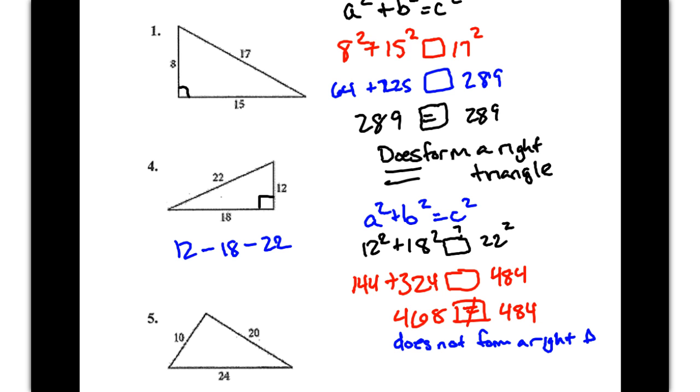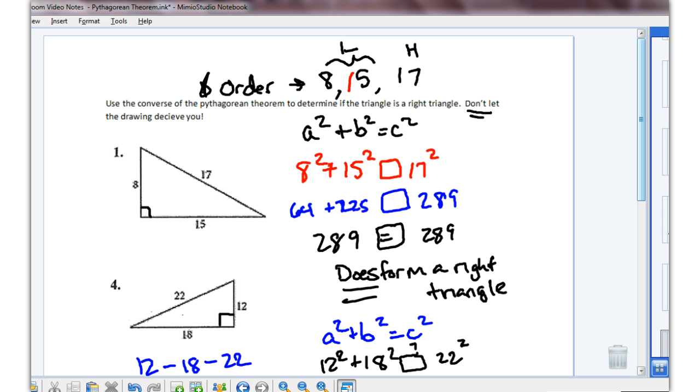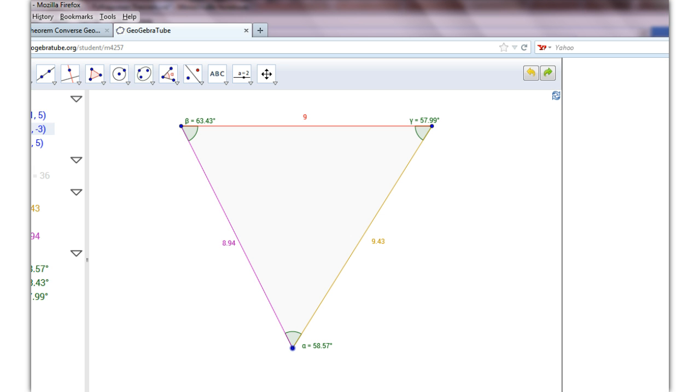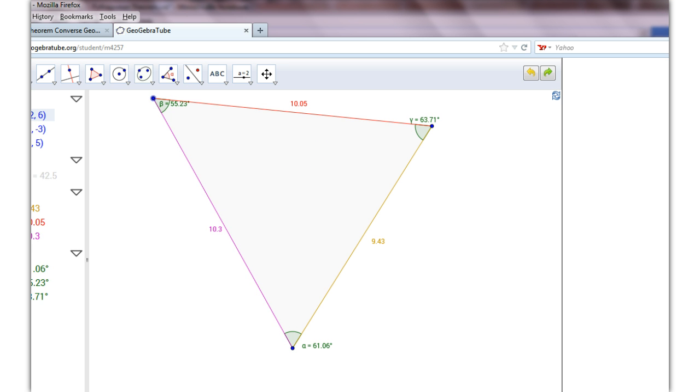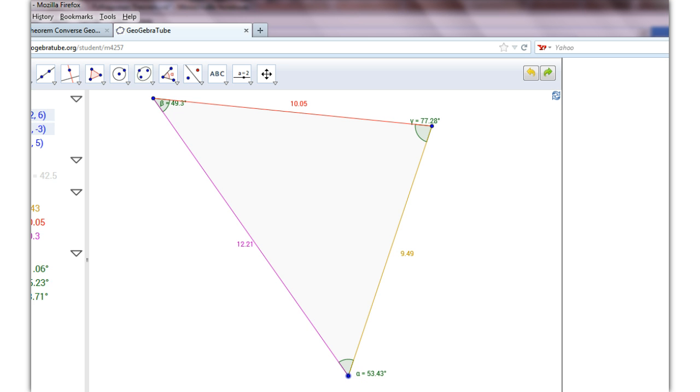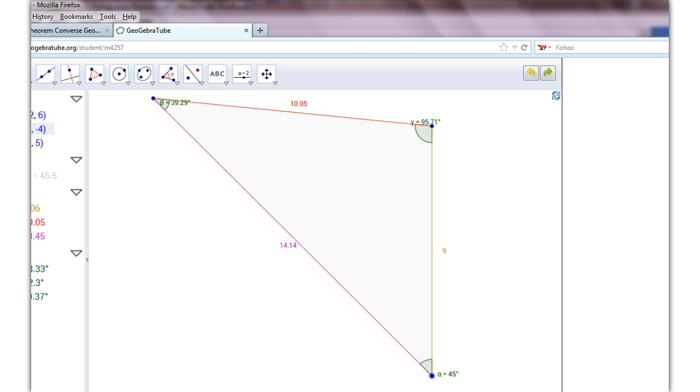And let's go back actually to that drawing real quick. We have 18, 12, and 22. So if I go back and let's see if I can create one like that. 18, 12, and 22. I don't know if this will work out. We'll have to see here. It's going to be pretty big. Let's see if I can get it on here. It's going to be too big. Here's 12.